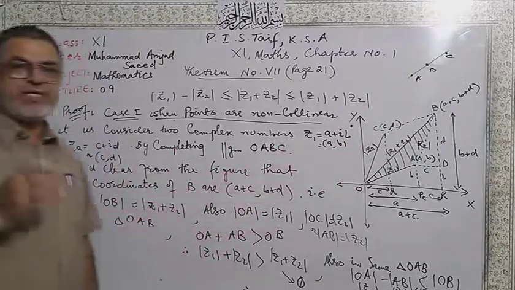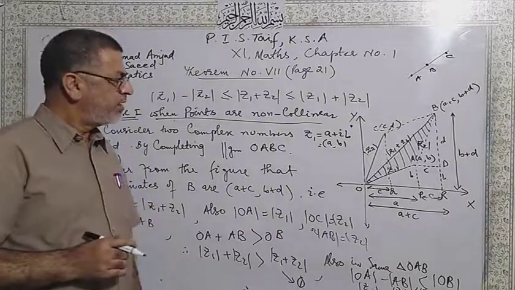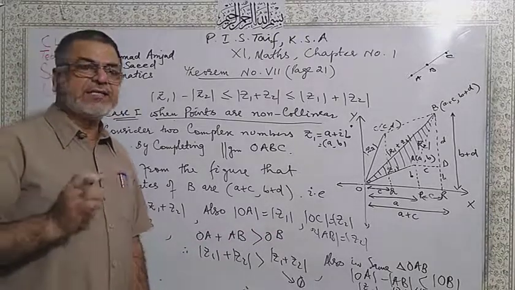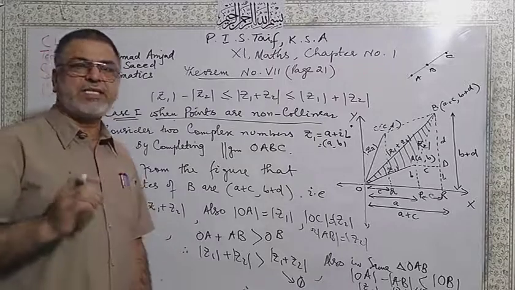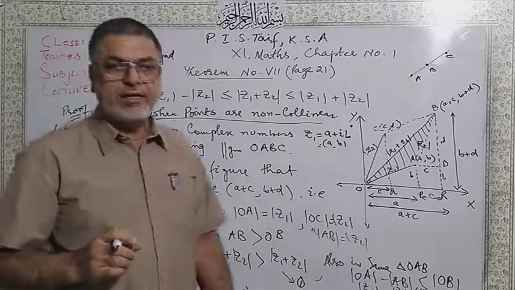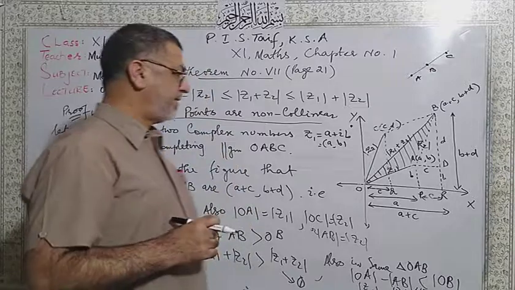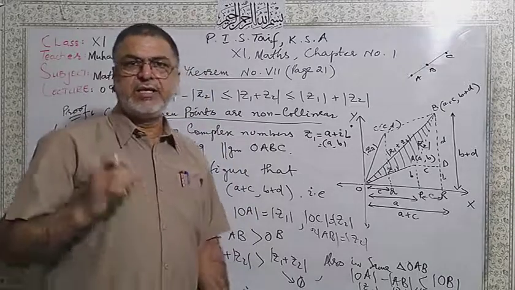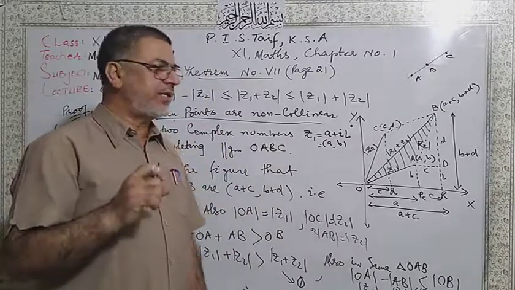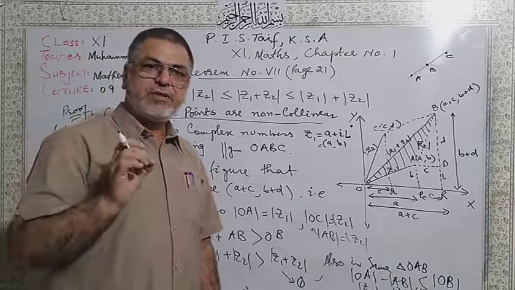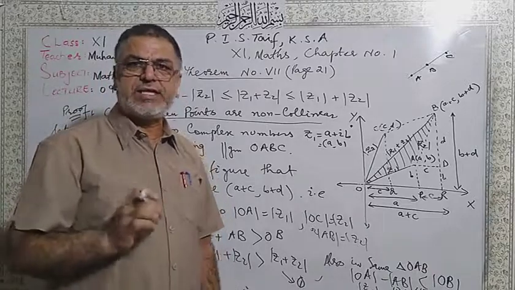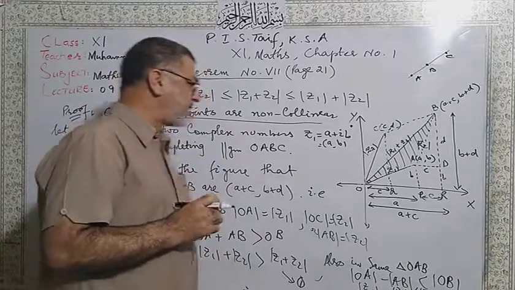Some of you have seen this in the theorem. So what is the theorem? The sum of any two sides of a triangle is greater than the third side. Again, I am repeating, you have seen in the 10th class that in any triangle, the sum of two sides must be greater than the third side.